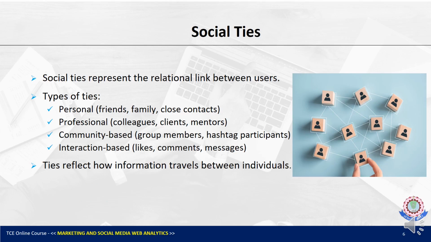Social ties. Social ties are simply the relationships that exist between users. They can be personal, like friends or family, professional, like a colleague or mentor. In community based ties, it can be a fan group or hashtag group. Interaction based ties can be likes, messages and comments. Each tie carries meaning. Some are strong, some are weak, but all play a part in how information travels.